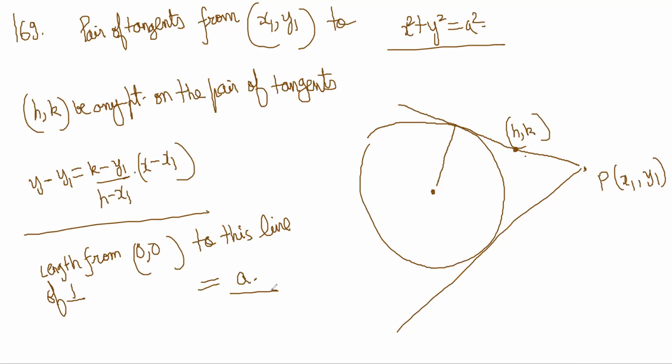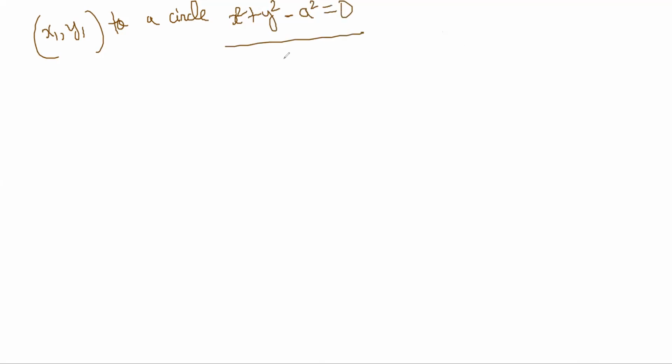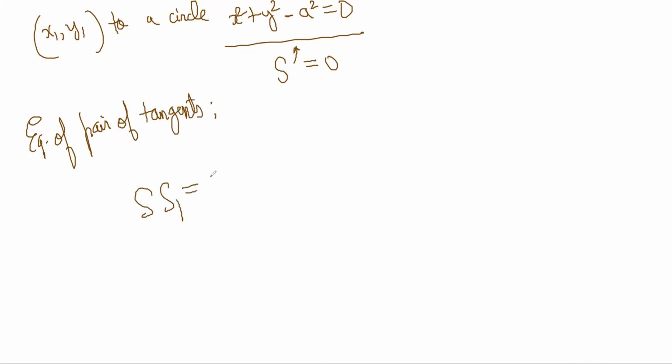Okay. Now, after a lot of simplification, I will not do the steps because it's long, but you see all the steps of the simplification. What you will get is very nice. What you will get is that equation of pair of tangents from a point x1, y1 to a circle x square plus y square minus a square is equal to 0, right? Let's say this equation is S, okay? Let's call it S is equal to 0, right? Equation of pair of tangents comes out to be S S1 is equal to t square.